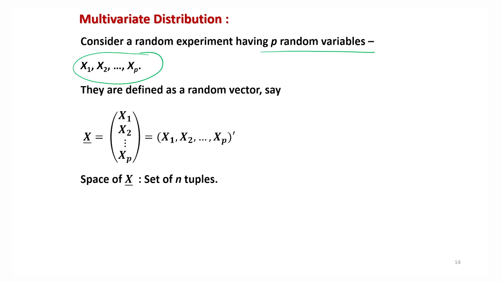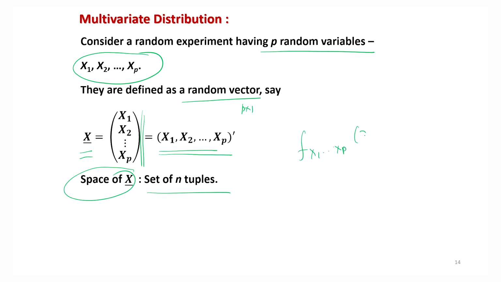So all these variables can be combined in a random vector of order, say, p cross 1, like this, x underscore, and these are the random variables x1, x2, xp, and they can also be expressed as x1, x2, xp transpose. And when you try to find the space of it, this is going to be the set of n tuples. And now you can define the PDF, something like x1, x2, xp, or in brief it can be written as f of x. And then based on that you can define different types of marginal density function, conditional density function, etc.